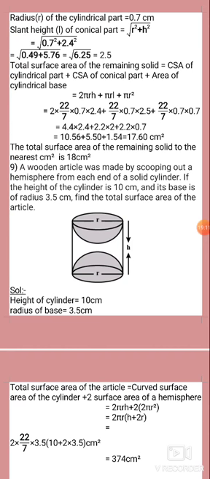So total surface area of the article is equal to curved surface area of the cylinder plus 2 into surface area of a hemisphere. So what is the equation? Curved surface area of the cylinder 2 pi rh plus 2 into surface area of the hemisphere, which is 2 pi r square. So 2 pi r common factor, remaining h plus 2r. So 2 into substitute 22 by 7, pi value, then radius 3.5 into h 10 plus 2r, 2 into 3.5. So 7 and 3.5 are cancelled.